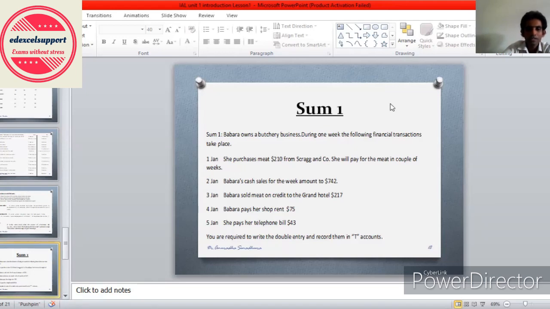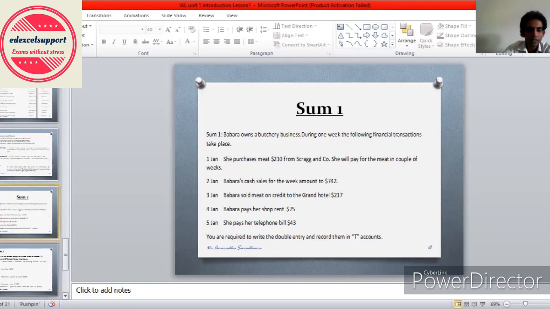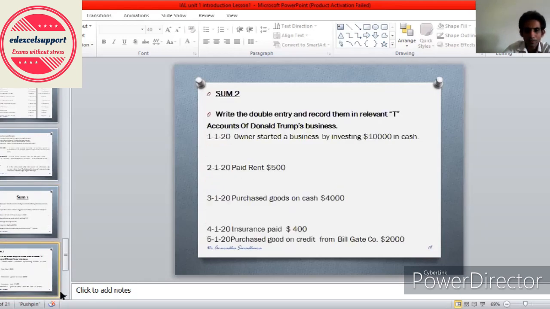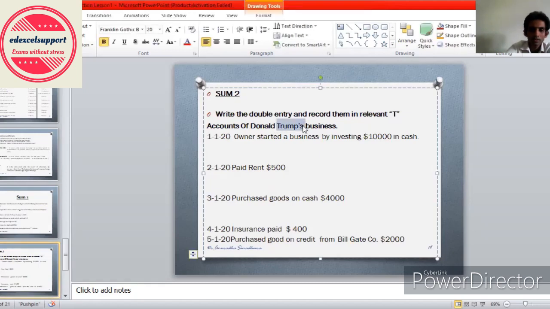Okay, so sum one. I thought of doing sum one for you to try, but I will do sum two. Write a double entry and record them in the relevant key accounts of Donald Trump's business. Change the name: Donald's business.